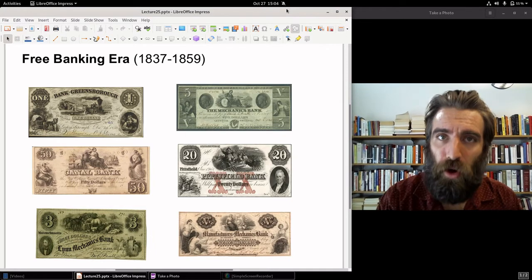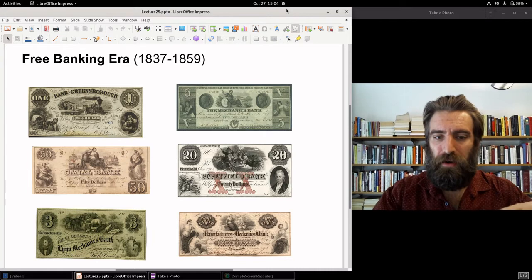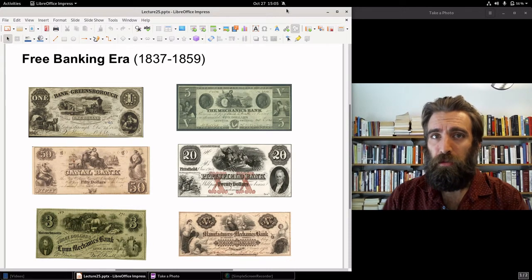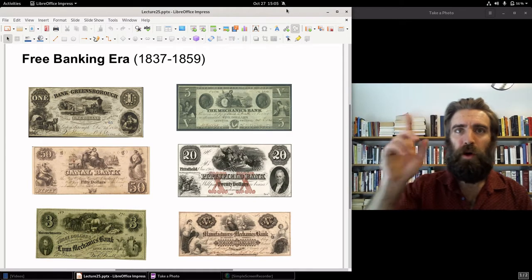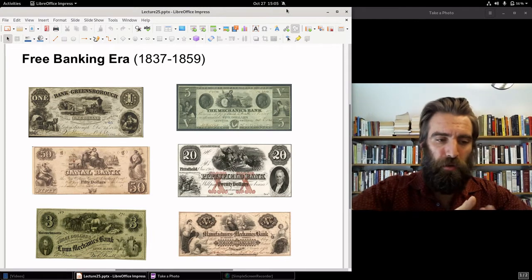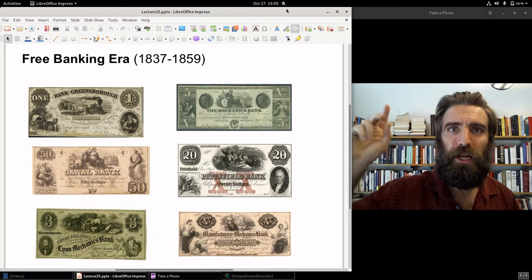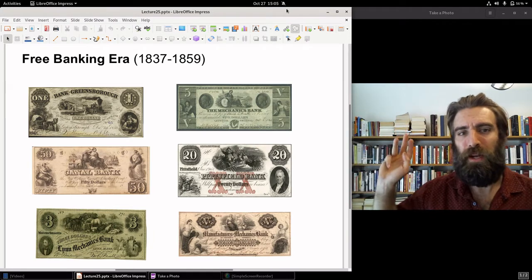Now, you'll recall there were different groups, different interest groups within the anti-Bank of the United States movement. One of those was hard money, which opposed all fractional reserve banking. Andrew Jackson was in that group, James K. Polk was in that group, Thomas Hart Benton was in that group.